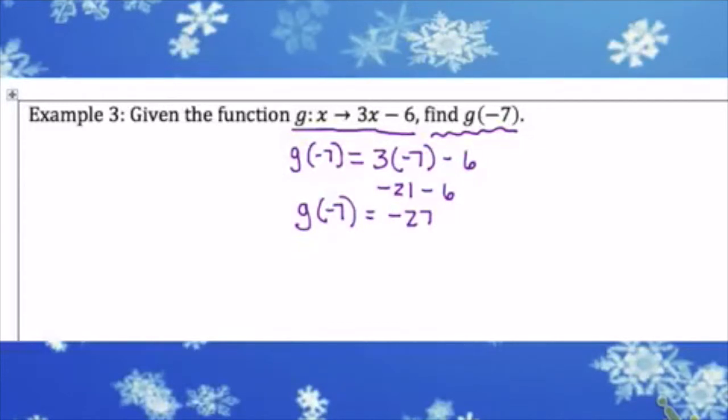Now this is still an xy coordinate. Your x is -7 and your y is -27. Input, output.